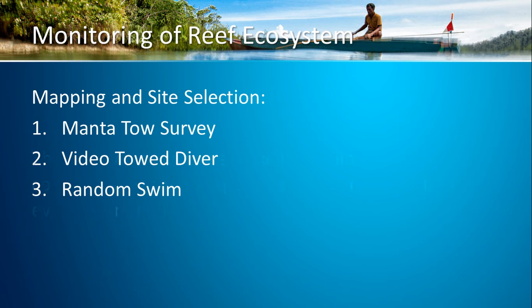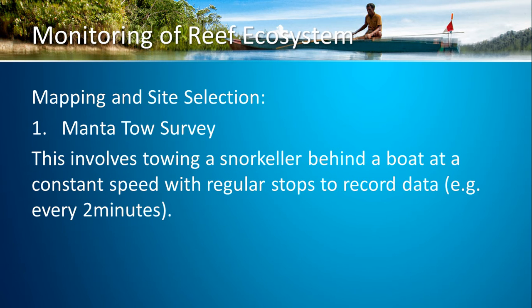When we talk about manta tow, this involves towing a snorkeler behind a boat at a constant speed with regular stops to record data. This is the best method to obtain a general description of large reef areas or measure broad changes in abundance and distribution of organisms and large-scale disturbances, for example, from a typhoon, cyclone, crown-of-thorns, or bleaching. This method is good for variables seen over long distances and for site selection. Manta tow can be used to monitor changes in coral cover, determine abundance of impacts such as bleaching and disease, and count giant clams or crown-of-thorns.